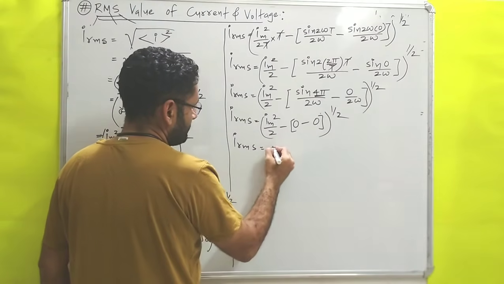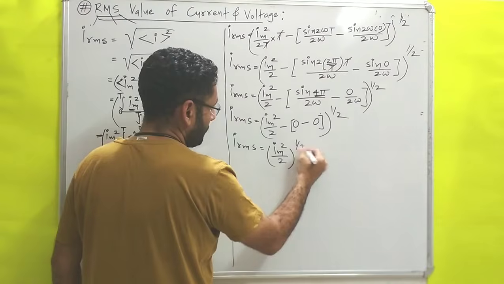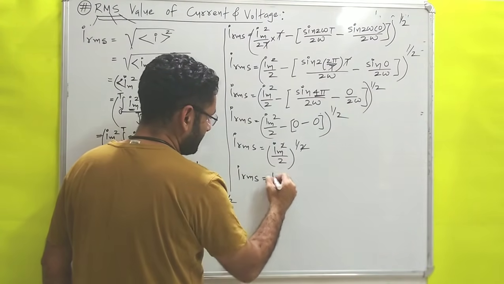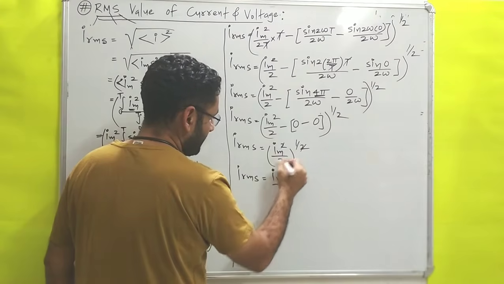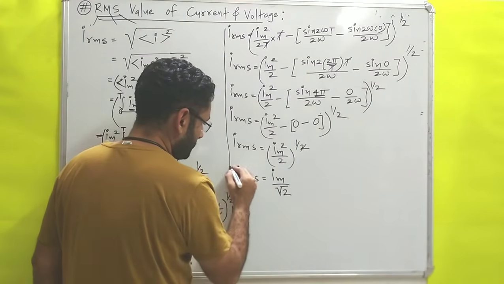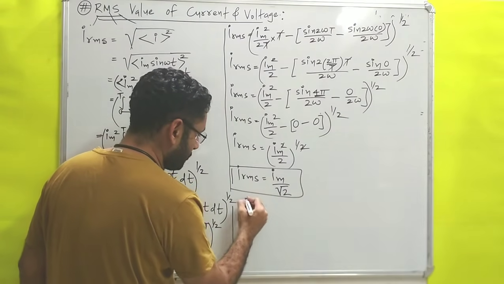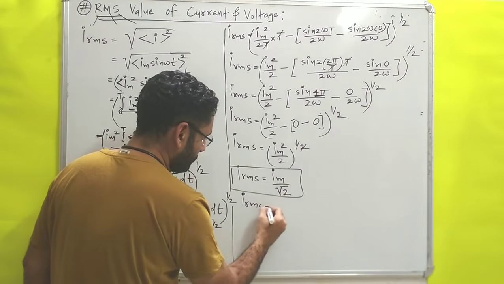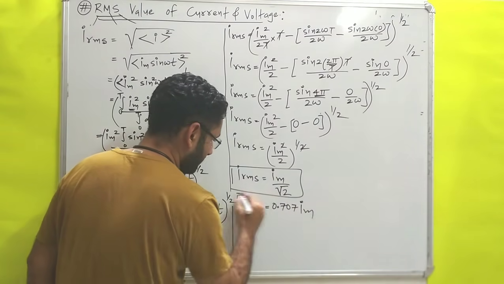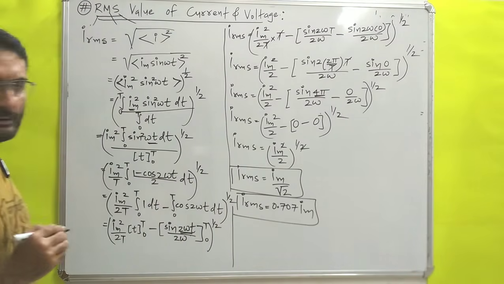IRMS is equal to Im square by 2 whole raised to 1/2. That 2 will get cancelled over here, so Im and 2 raised to 1/2 means root 2. So that is the value of IRMS. And further, if you derive 1 divided by root 2, it is nothing but 0.707 Im. So that is the derivation of finding the IRMS value.